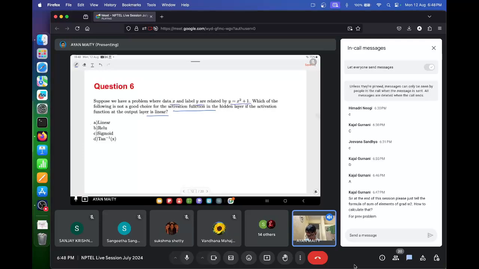The correct answer is linear. Linear activation function is not a good choice for the hidden layers if the input and output are related by this equation, y equals x square plus 1. So x and y are not linearly related, they are quadratically related. If we apply linear activation functions in the hidden layers, and the output is also a linear activation function, it would simply learn a linear function. It would not be able to learn any non-linearity, but the relation is non-linear here. So linear is not a good choice for hidden layer activations.